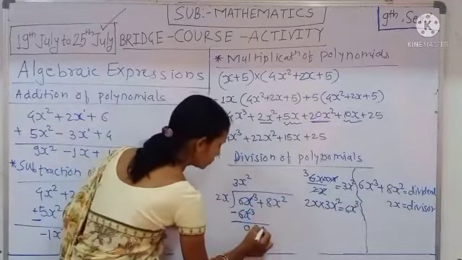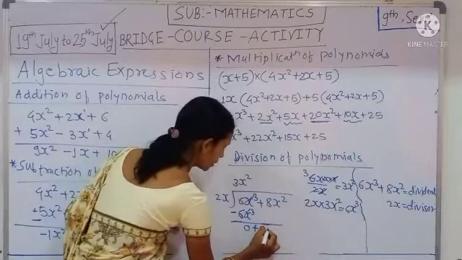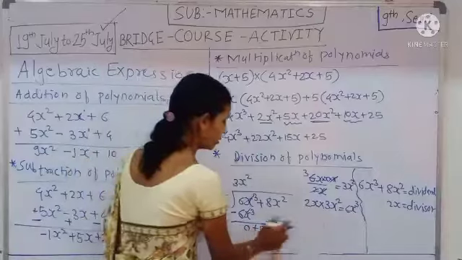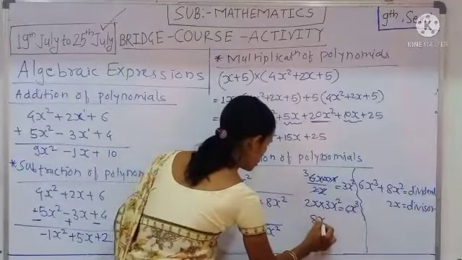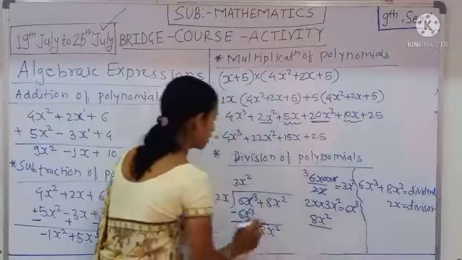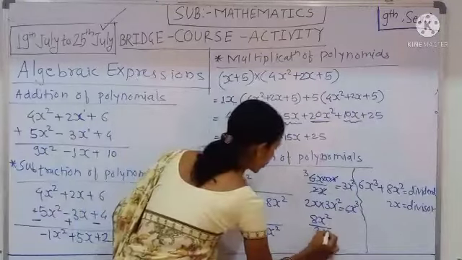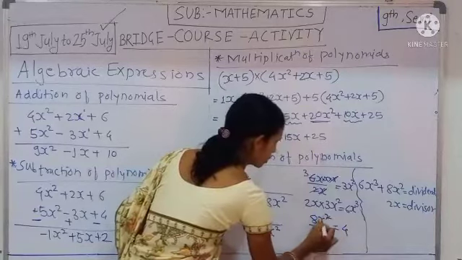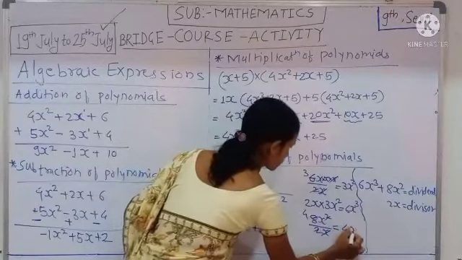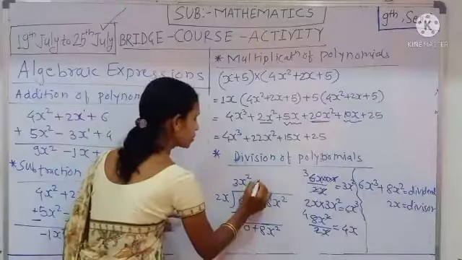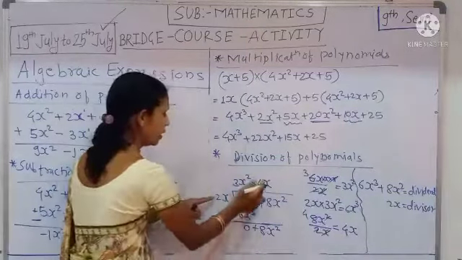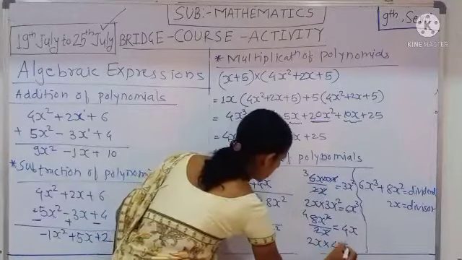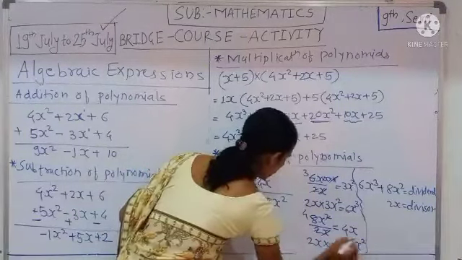Then the next term which we have to write here, 8x square. Then again the same procedure is done with that 8x square upon 2x, that is here 4x, and 4x is written here. And then we can do the multiplication of 2x and 4x, that is 8x square.